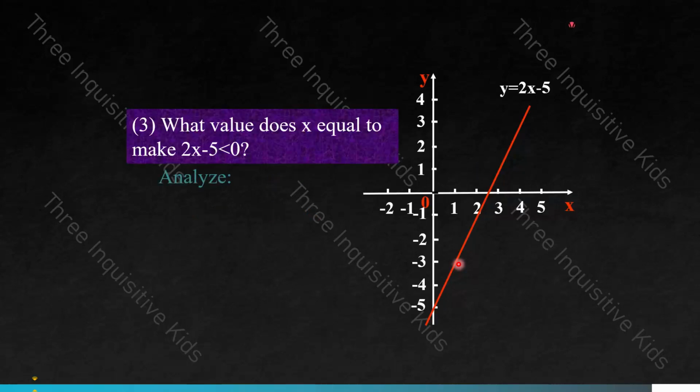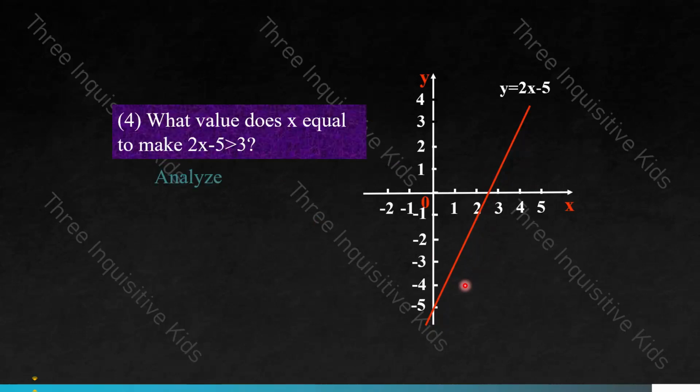Here's a third question. What value does x have to equal to make 2x minus 5 less than 0? Well, it's the same thing if you think about it. 2x minus 5 is equal to y. So it's the same thing as what value does x equal to make y less than 0? All you're doing is looking in the opposite direction. So this is all of the values when y is less than 0, and this is it represented on the function. And since the point right here is still 2.5 comma 0, our answer would be when x is less than 2.5, 2x minus 5 is less than 0.